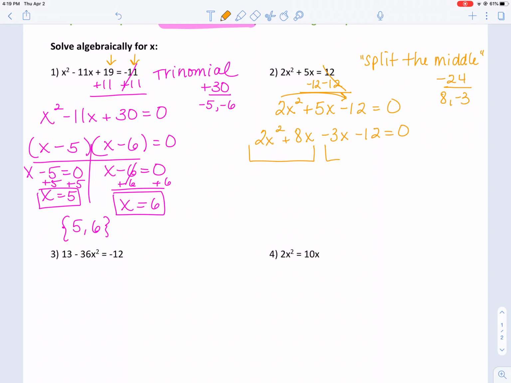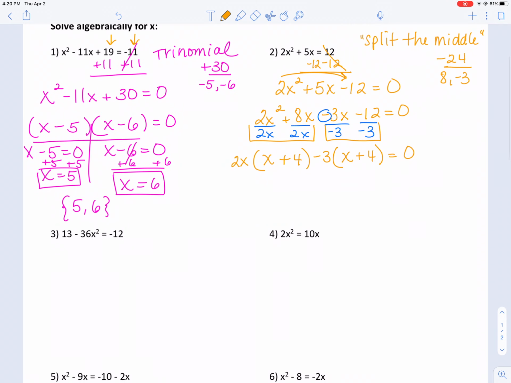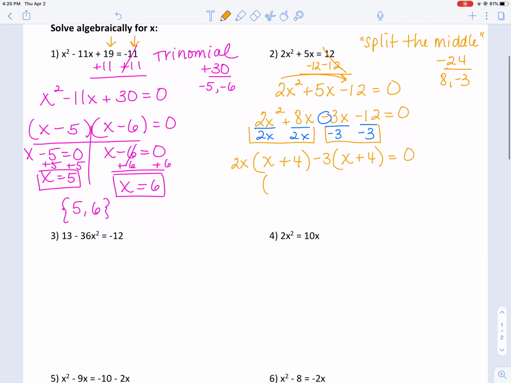Group and group. The GCF of these first two would be 2x. And the GCF of these second two, I need a negative, has to be negative 3. I can't use an x because the 12 doesn't have an x. So if I pull out my GCF of 2x, I have x plus 4. If I pull out my GCF of negative 3, I once again, when I divide those, have x plus 4. Now remember, that just means you did it correct because your two parentheses match. That's one of your factors. These other two here, the 2x and the negative 3, make up your other factor.